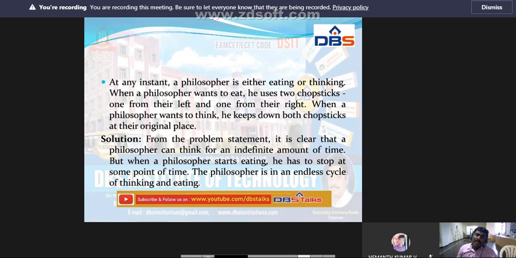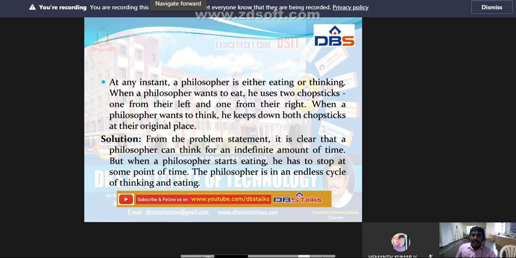For example, if he wants to think, he will think for an indefinite amount of time. We can't say when he will finish his thinking. But when a philosopher starts eating, he has to stop at some point of time. Why? Because he can't eat more rice. That means there is a limit for the rice, whereas there is no limit for the thinking. The philosopher is in an endless cycle of thinking and eating.